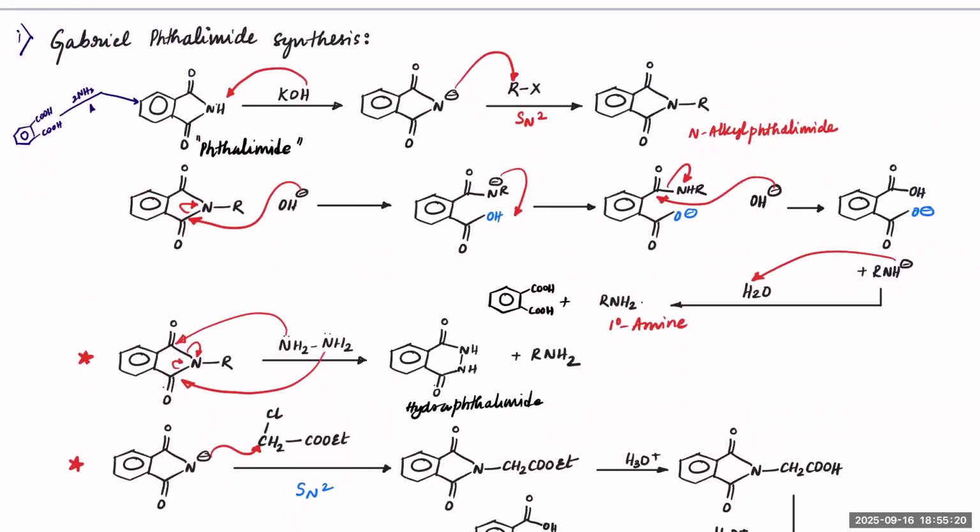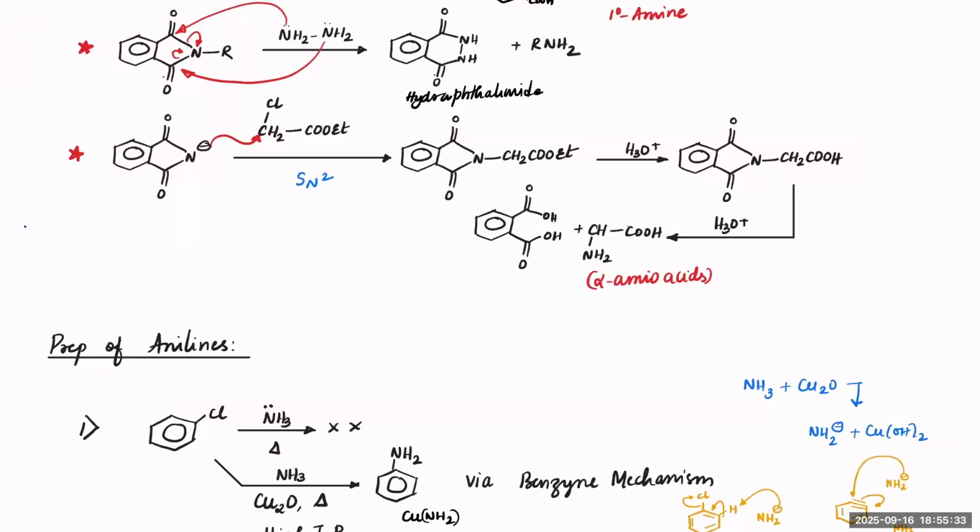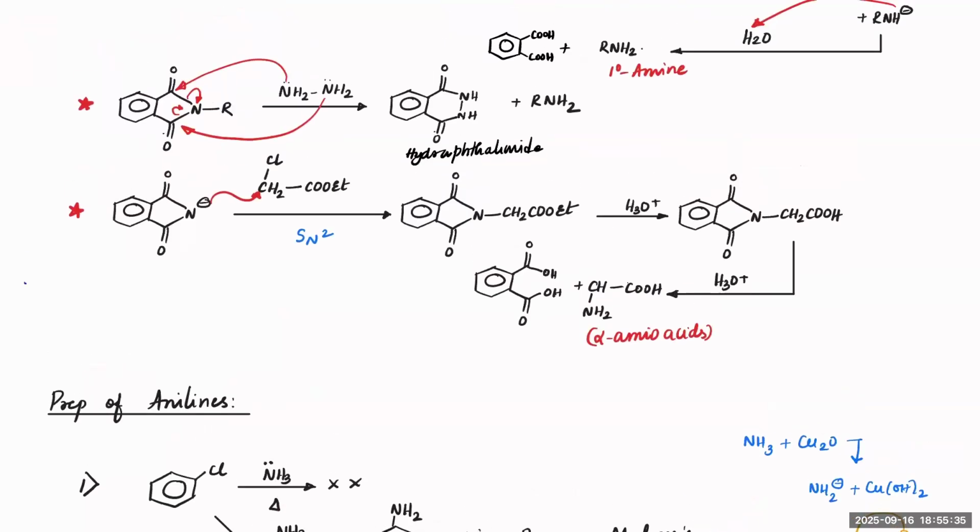So have you noticed, this is one of the best preparations for primary amines because there is no other form of amines which is forming. Only 1 degree amines will form. You will not get 2 degree or 3 degree and so on. There is a lot of advantage in this.